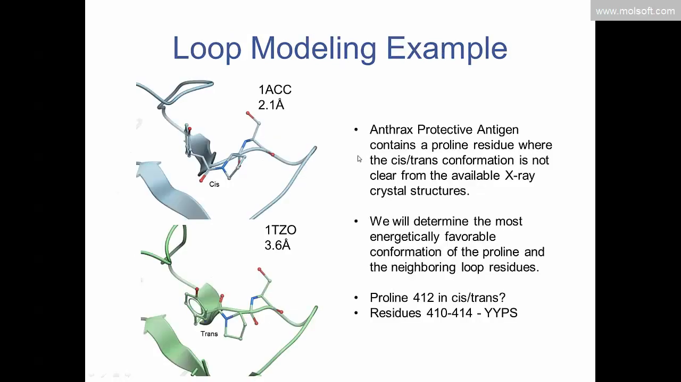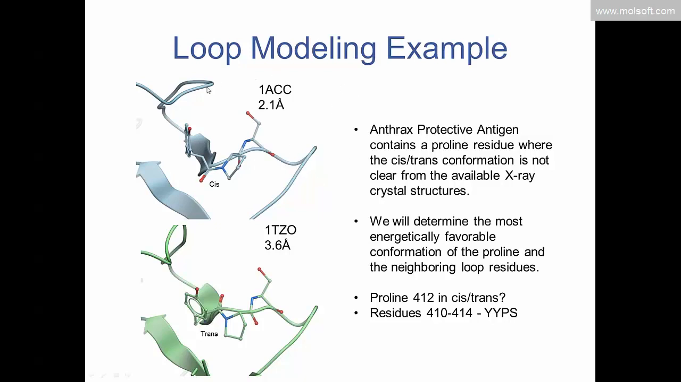We're going to go through an example of loop modeling in ICM using the knowledge-based approach, but also show how to do it with the sampling. It's an example from the PDB: a crystal structure of the anthrax protective antigen, which is the cell binding part of the anthrax toxin. The anthrax toxin is composed of this protective antigen as well as lethal factor and edema factor, and the protective antigen translocates the lethal factor and edema factor into the cell.